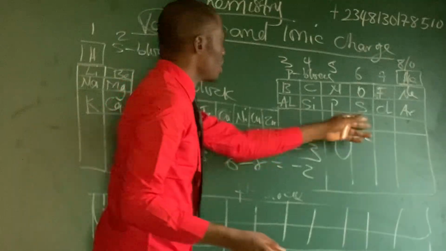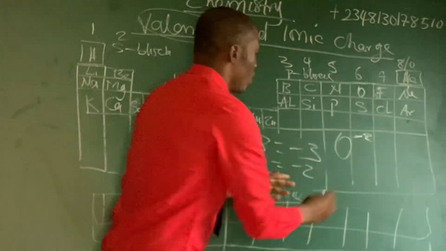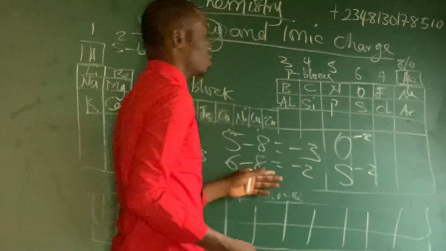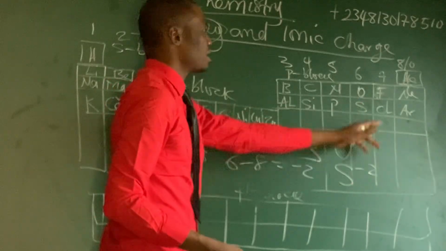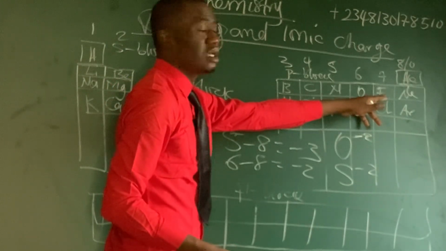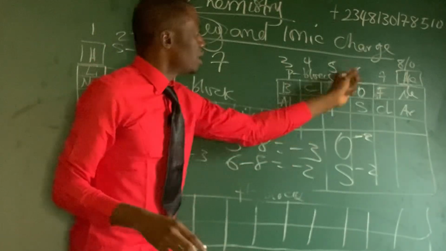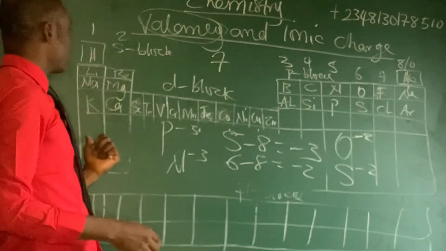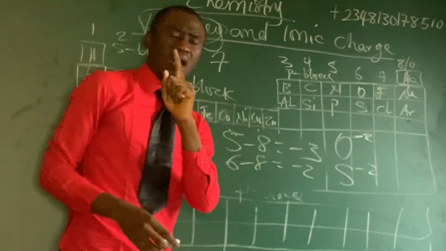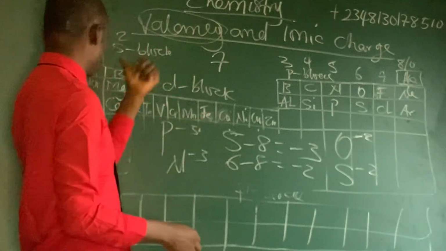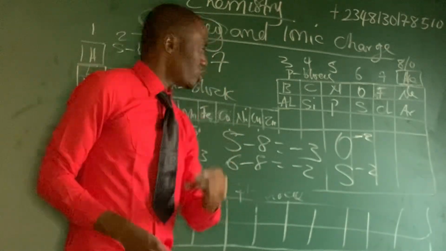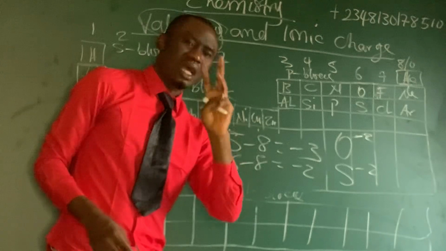All right? So chlorine, sulfur is also -2 because it belongs to group 6. Now finally we have fluorine. Fluorine, 7 minus 8. See what I'm doing here. This is their group. Group 1 has an ionic charge of +1. Group 2, ionic charge of +2. Group 3, ionic charge of +3.